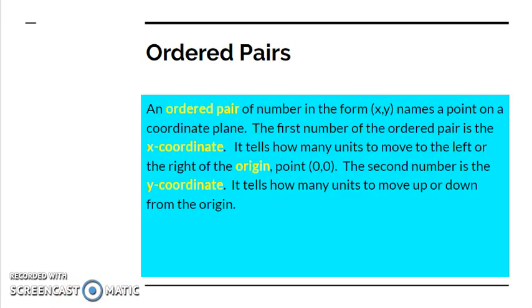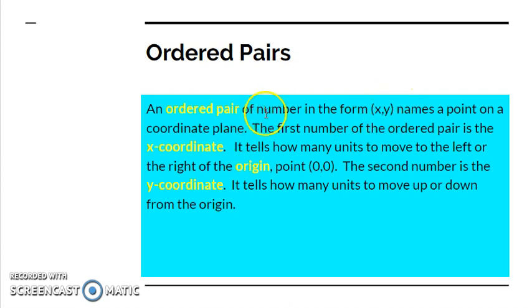So let's talk a little bit about our vocabulary for today. An ordered pair of numbers in the form of x and y names a point on a coordinate plane. So always the x value is going to go first, and then the y.